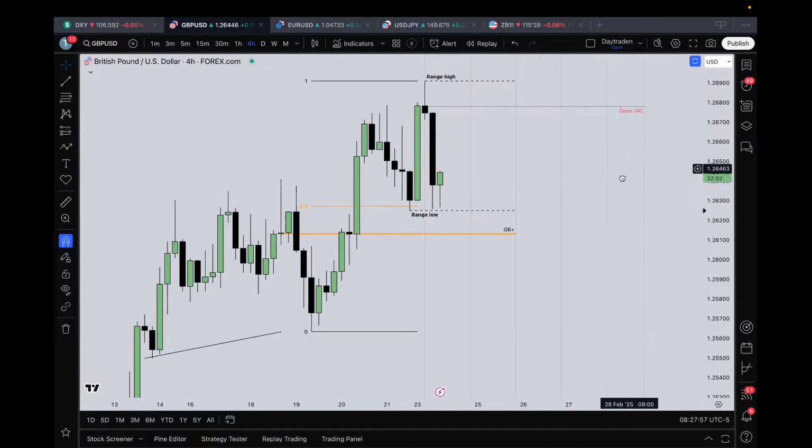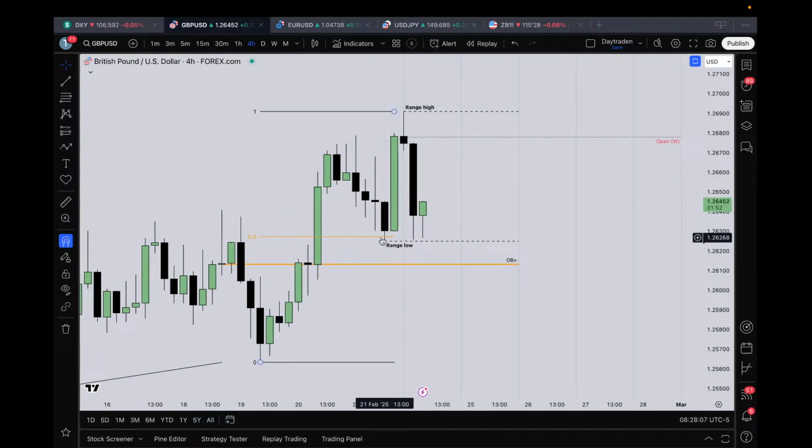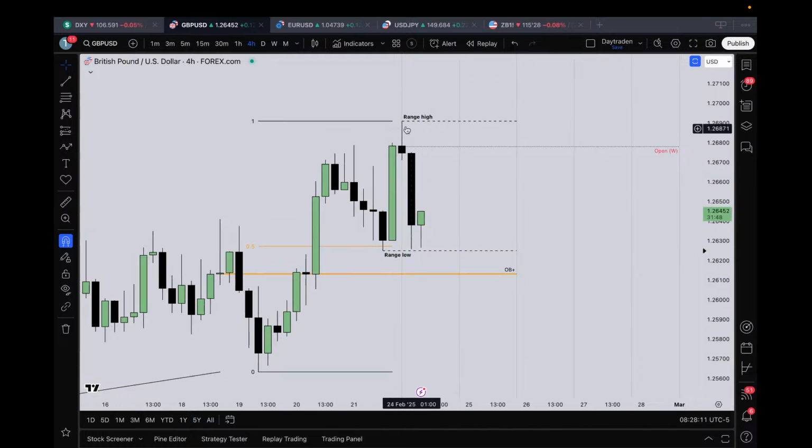Looking at the 4 hour, again the same scenario as on euro is pointing out here on GBP USD. We cannot use this as our range yet because this low is not confirmed. So we do not have a confirmed dealing range right over here. How would that be the case that we get a confirmed dealing range?